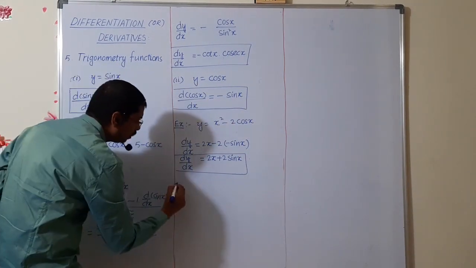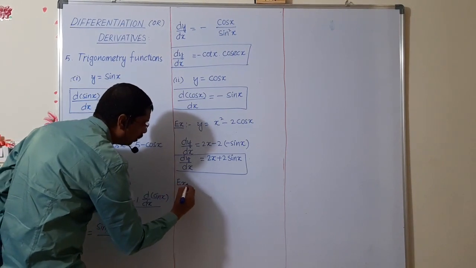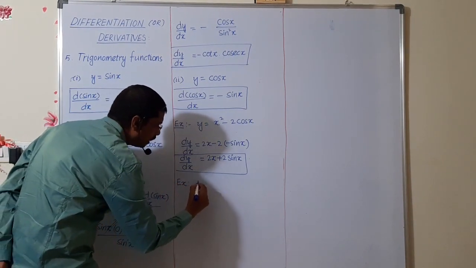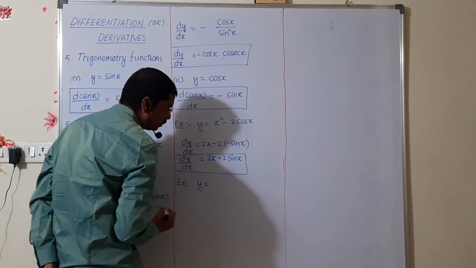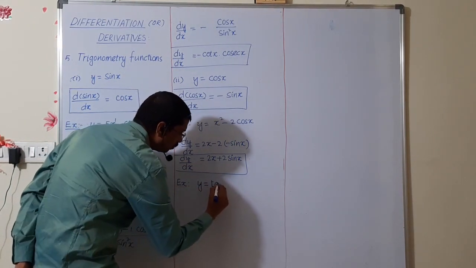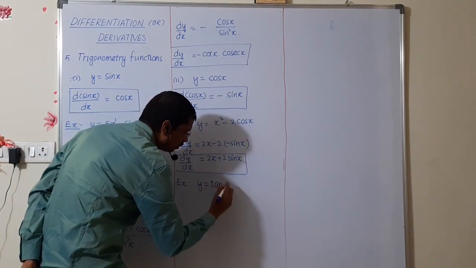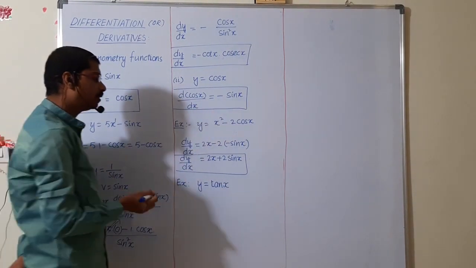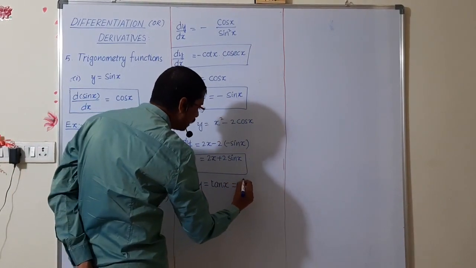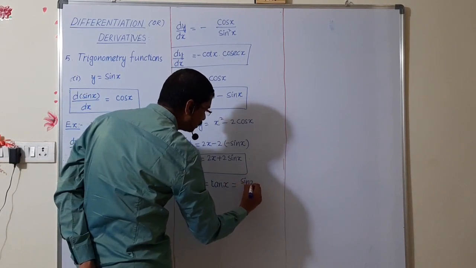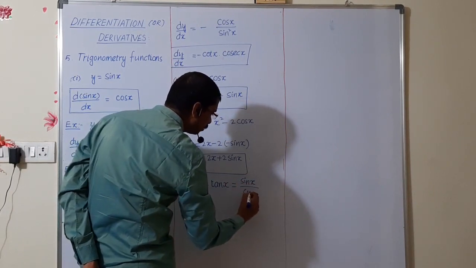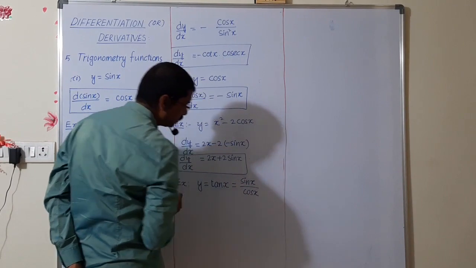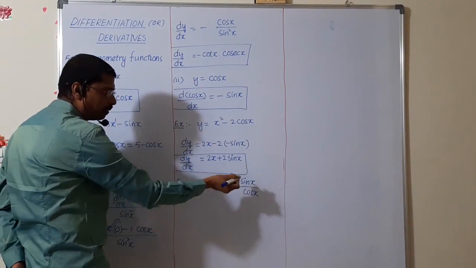Okay. Now you can use another formula also. Now I am writing y equals tan x. Tan x value, we know what tan is. Tan we can write as sin x upon cos x.